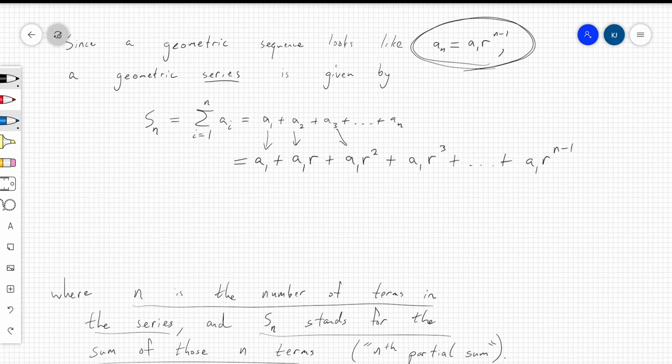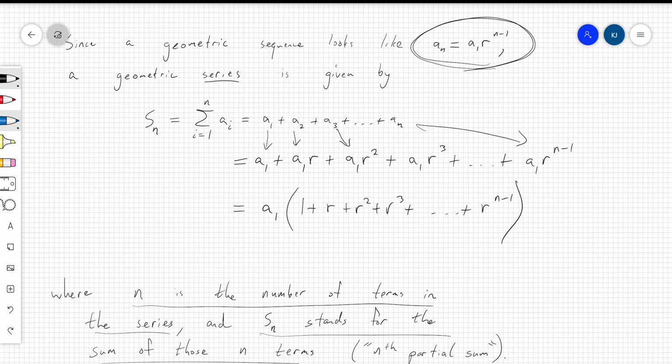So this is just me rewriting that original sum. This is the sum of the first n terms in a geometric sequence. Notice that all of these have a common factor of a1, so if I factor out an a1 from everything here, then the remaining part would just be 1 plus r plus r squared plus r cubed, all the way up to the n minus first power of r.